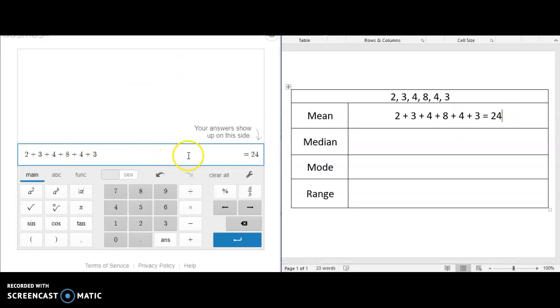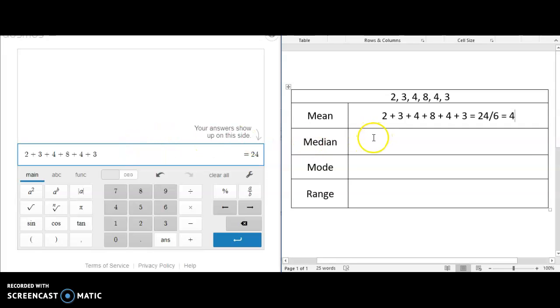All right, and if you remember from the other day, to find the mean, we have to divide our sum, what we got when we added all of them together, by the total numbers. So there were 1, 2, 3, 4, 5, 6 numbers. We divide that by 6, and we get 4. All right, so our mean is 4.